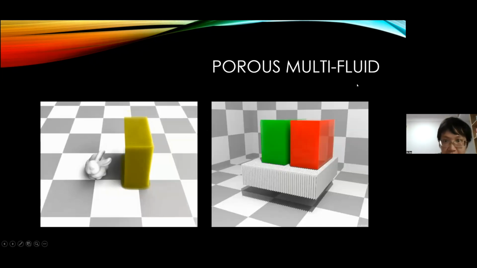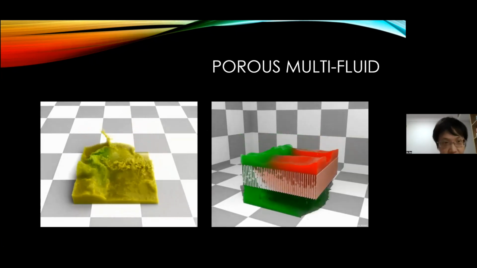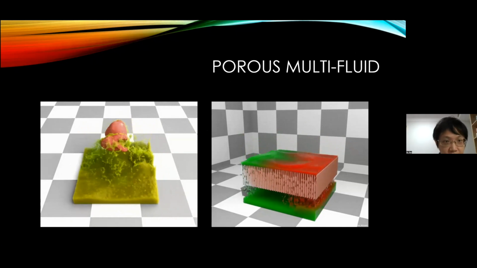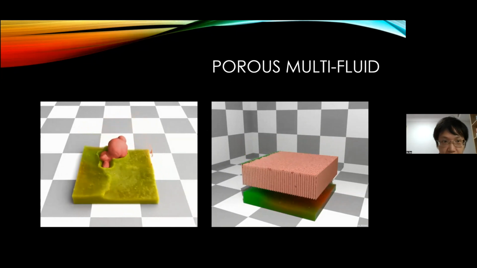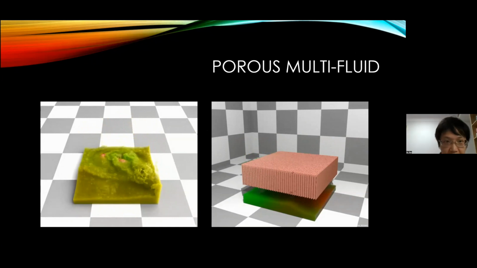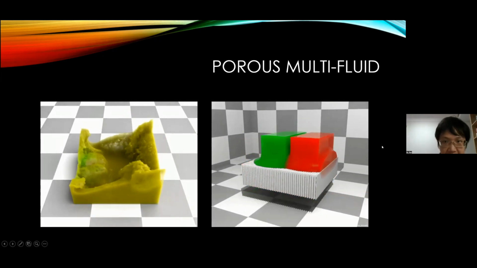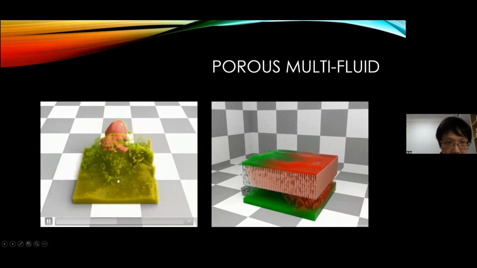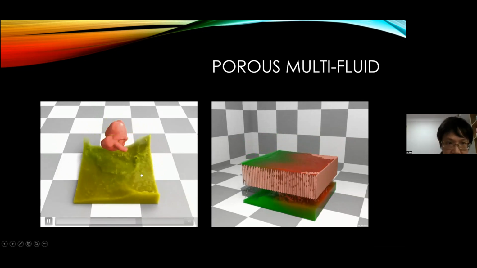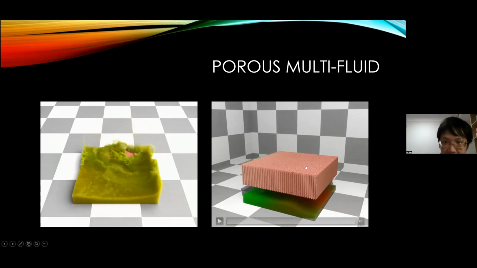These are some results of our work. In both cases, the solid only absorbs the red liquid and leaves the green liquid outside. Originally, on the left, the red and green phases are mixed together, and on the right they are separated.